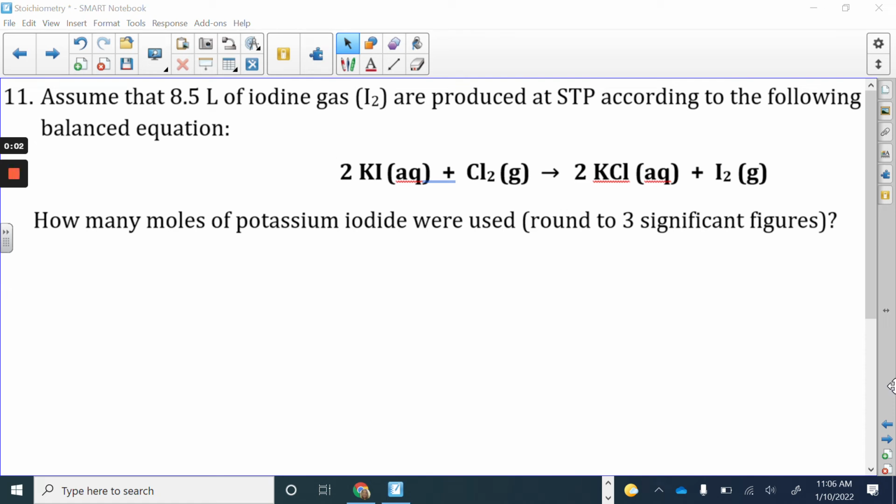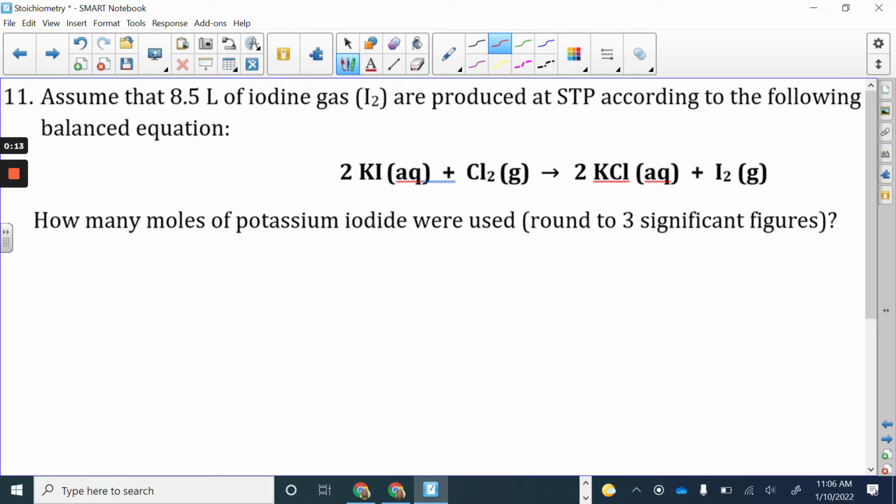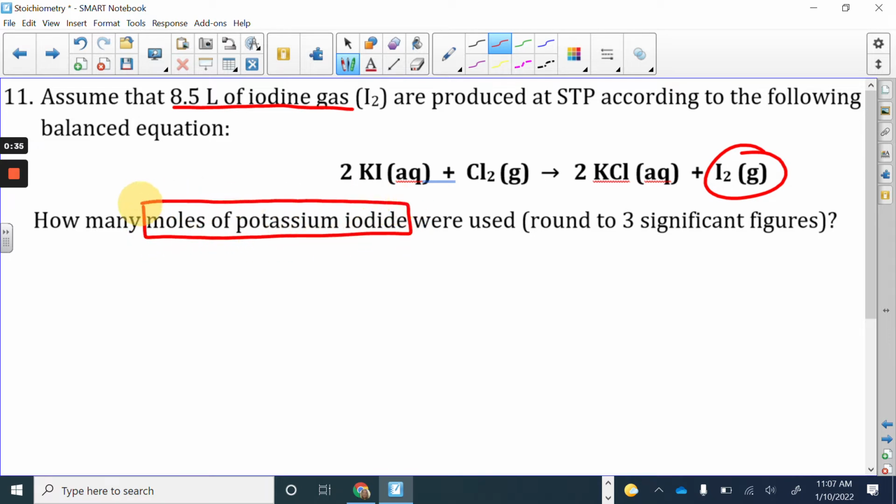Over 2 questions over stoichiometry, just to give you some examples to follow along to do your independent practice with. All right, so first thing that we're going to do is read our question, underline the important information they give us in the problem, and then box what they ask us to find. So assuming that 8.5 liters of iodine gas, which is this one right here, are produced at STP according to the following balanced equation, I want to know how many moles of potassium iodide, which is this one, were used. So I don't need this guy, I don't need this one.